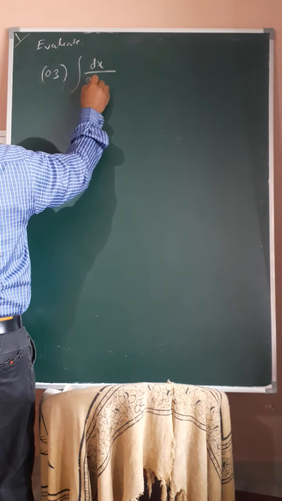That you have to substitute here. Integration, instead of 1 by sin square x, I will substitute cosecant square x. We know this standard formula, I have already given it to you. Integration of cosecant square x is minus cot x plus c.